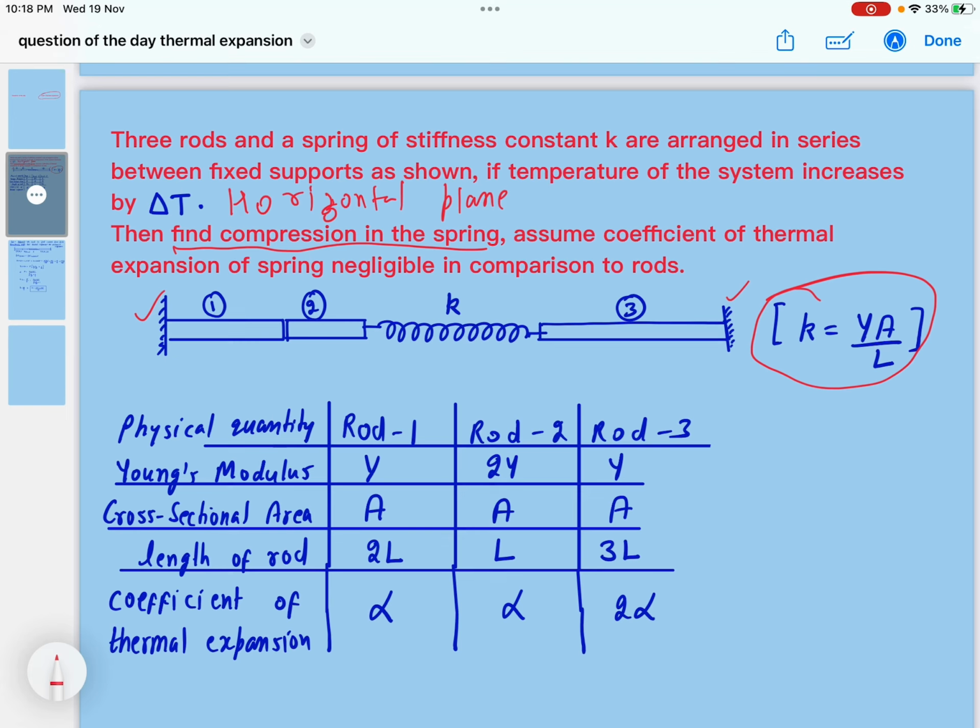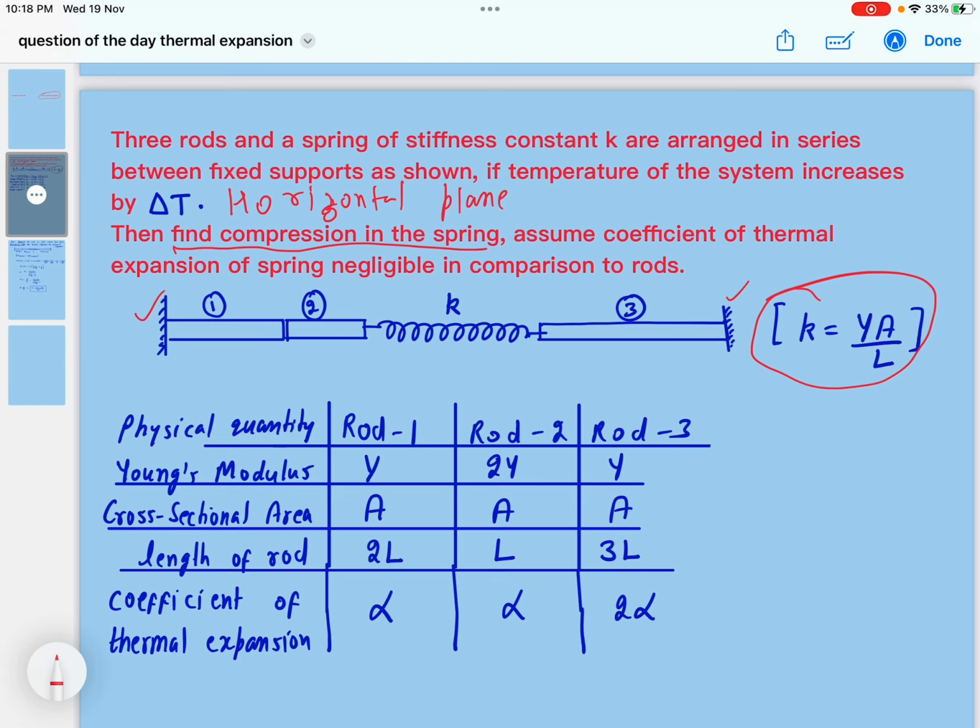So pause this video for at least 2 minutes. You can give 2 to 3 minutes to this question. Try it for 2 to 3 minutes and see whether you are able to solve it or not. Okay, now let's discuss the detailed solution of this question.